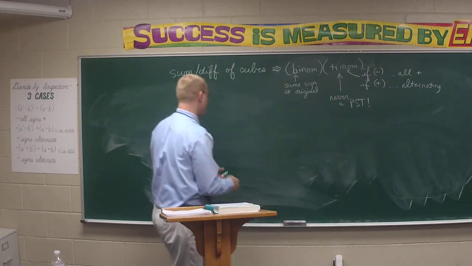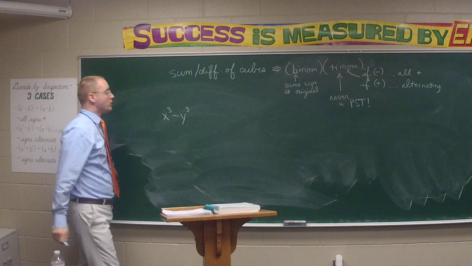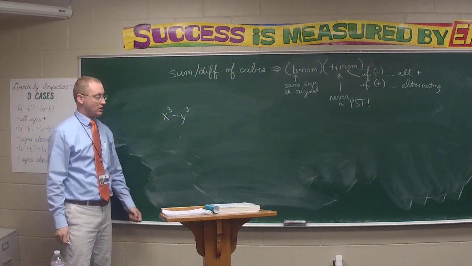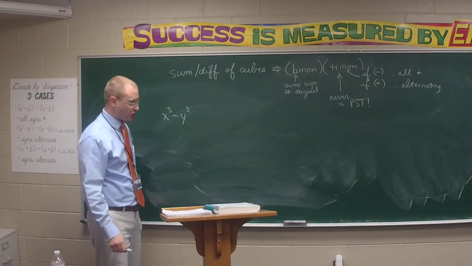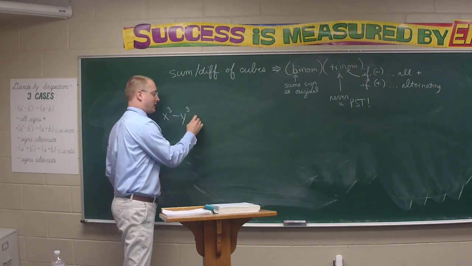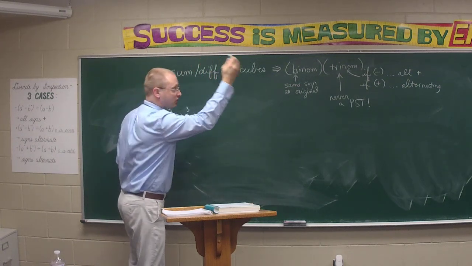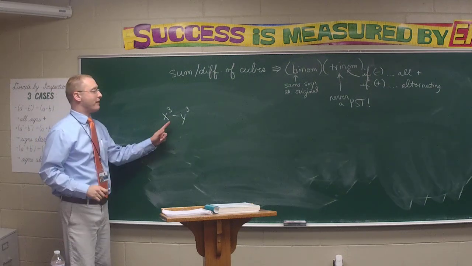All right, let's have you try one of these. Let's take an x cubed minus y cubed. Notice it is a difference of cubes. How do we know? I have a minus sign and cubes on either side. Okay? Difference of cubes. And a difference of cubes, class, factors into a binomial times a trinomial. Okay, one more time. Sum or difference of cubes, in this case difference of cubes, factors into a binomial times a trinomial.